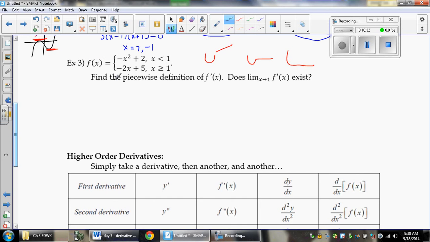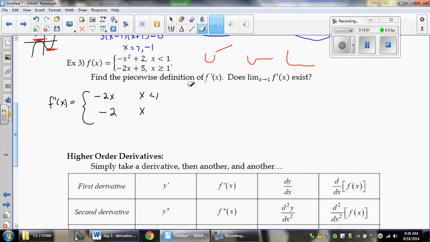So if I have this function, the piecewise definition of f prime is just going to be the derivative piece by piece. It's going to be negative 2x, 2 goes to 0, and then negative 2 for x is less than 1 and for x is greater than or equal to 1. Nope, whoa, I said the wrong thing. Less than 1, greater than 1. Wow, that was a bad mistake. So when you break up your piecewise definition, it's just less than and greater than. You do not put an underline on anything yet.